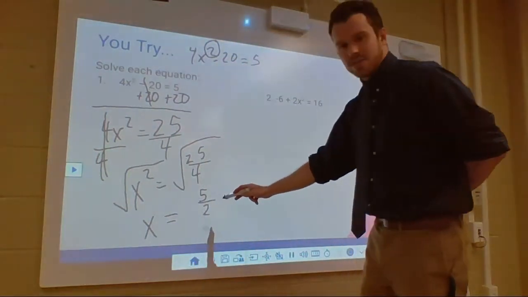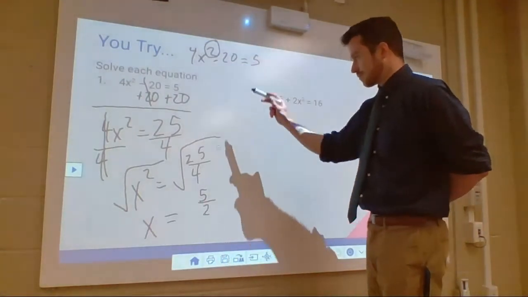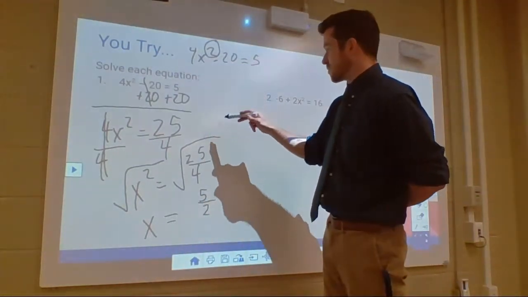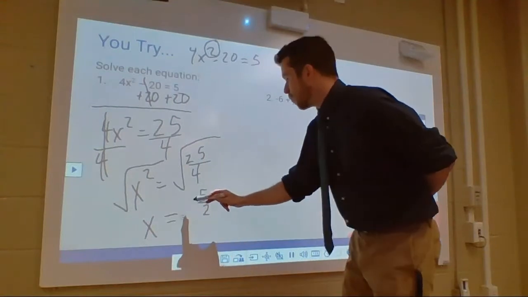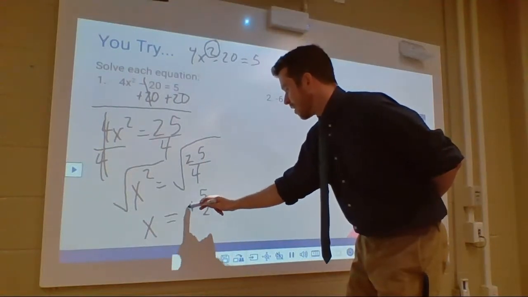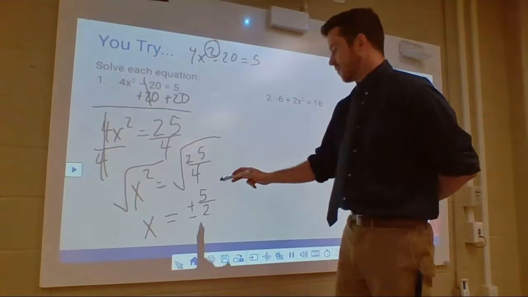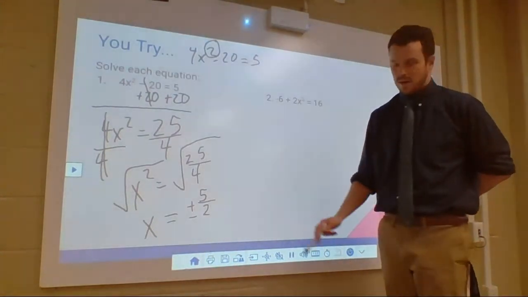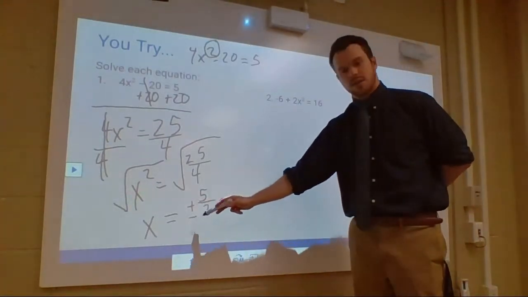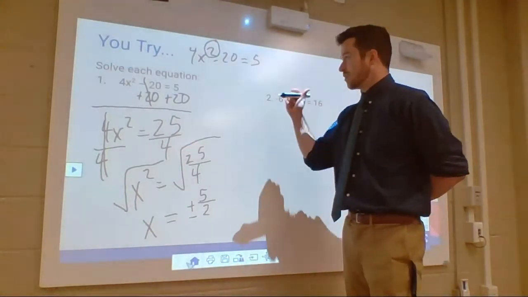So 5 halves is one of the solutions, but we have 2 solutions. So what we're actually going to say is positive or negative 5 halves. That's positive 5 halves and negative 5 halves. We have 2 solutions, and here's why.